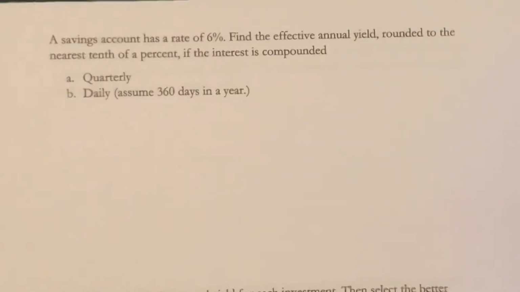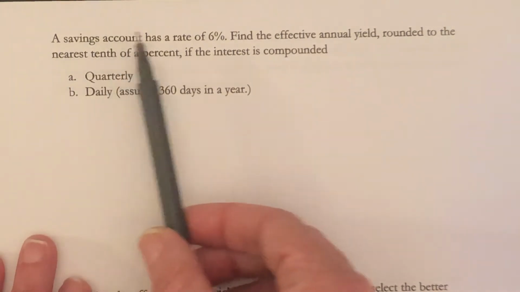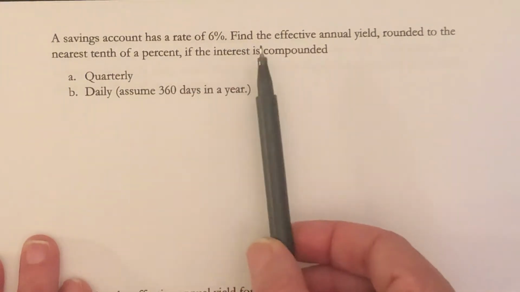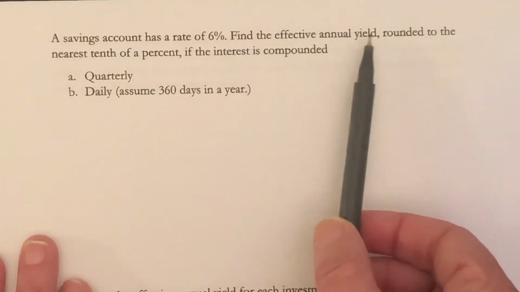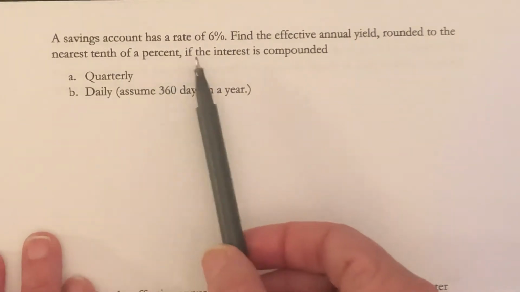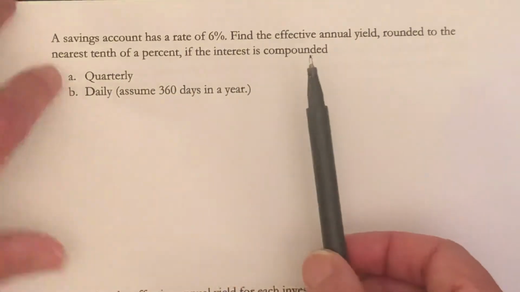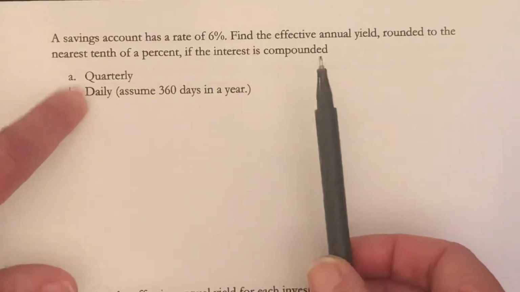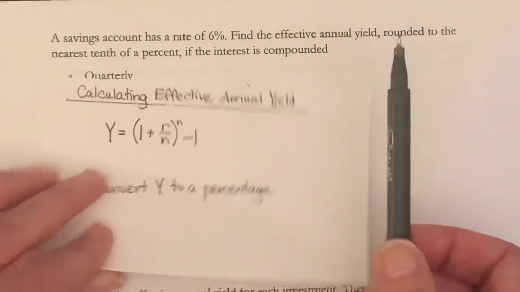This is part 5 of section 8.4. We have a savings account that has a rate of 6%. We're asked to find the effective annual yield, rounded to the nearest tenth of a percent, if the interest is compounded first quarterly and then daily. So we're going to be using this formula here.